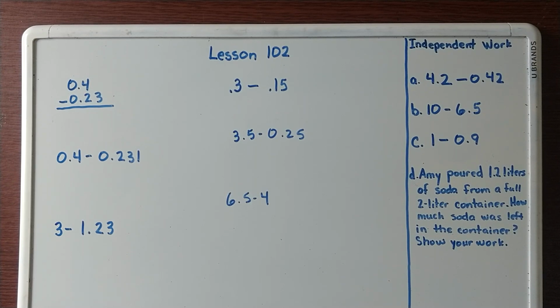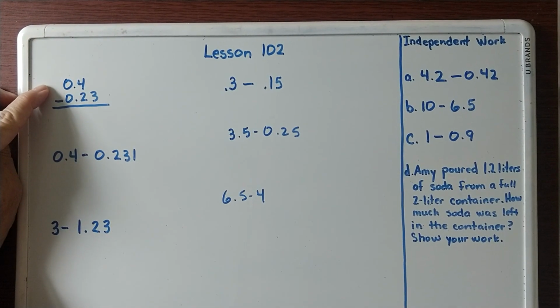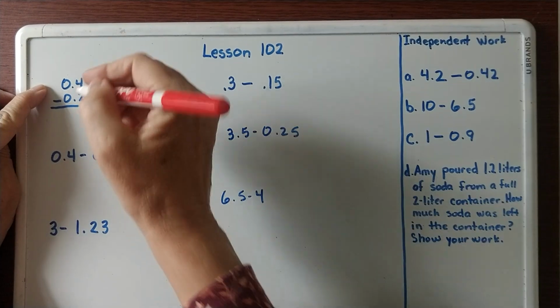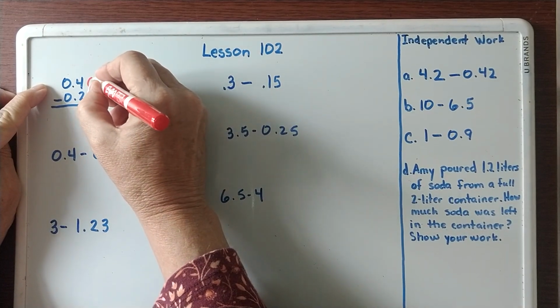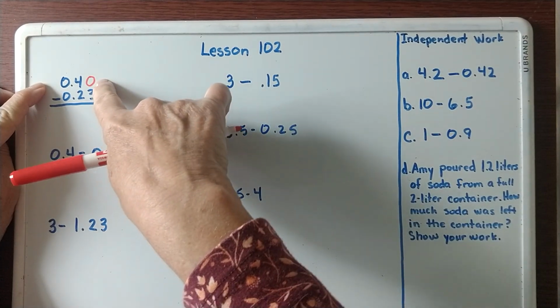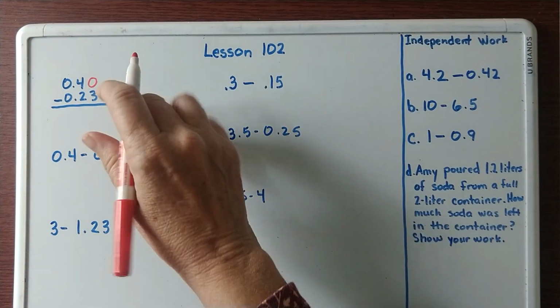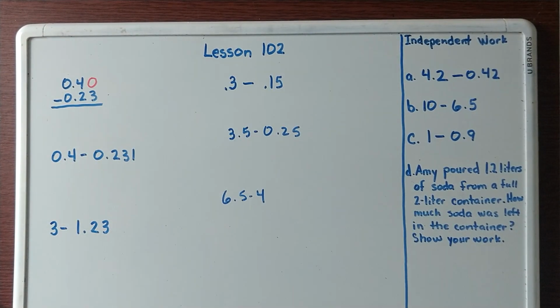Okay, today we are doing lesson 102, subtracting decimal numbers using zeros. All right, so this number here is 4/10, right? Or you could also write it as 40/100ths. So any zeros that you add to the end of a decimal number do not change the value of it at all, but they will help you when you have to subtract problems.